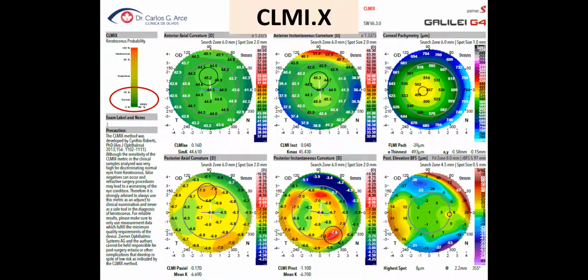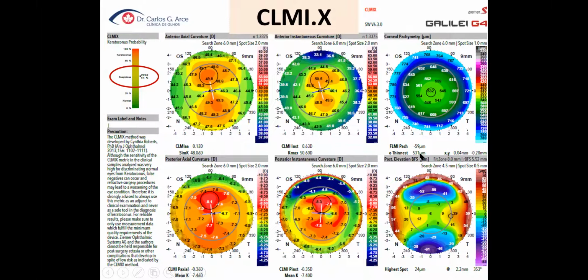This is a case with 0, despite the posterior surface having some orange in the map, and the pachymetry already in yellow at 500 or less, 593. This is a suspect, despite having orange here, because we don't have the formation of the lump in the posterior BFS, and we don't have thinning of the cornea.